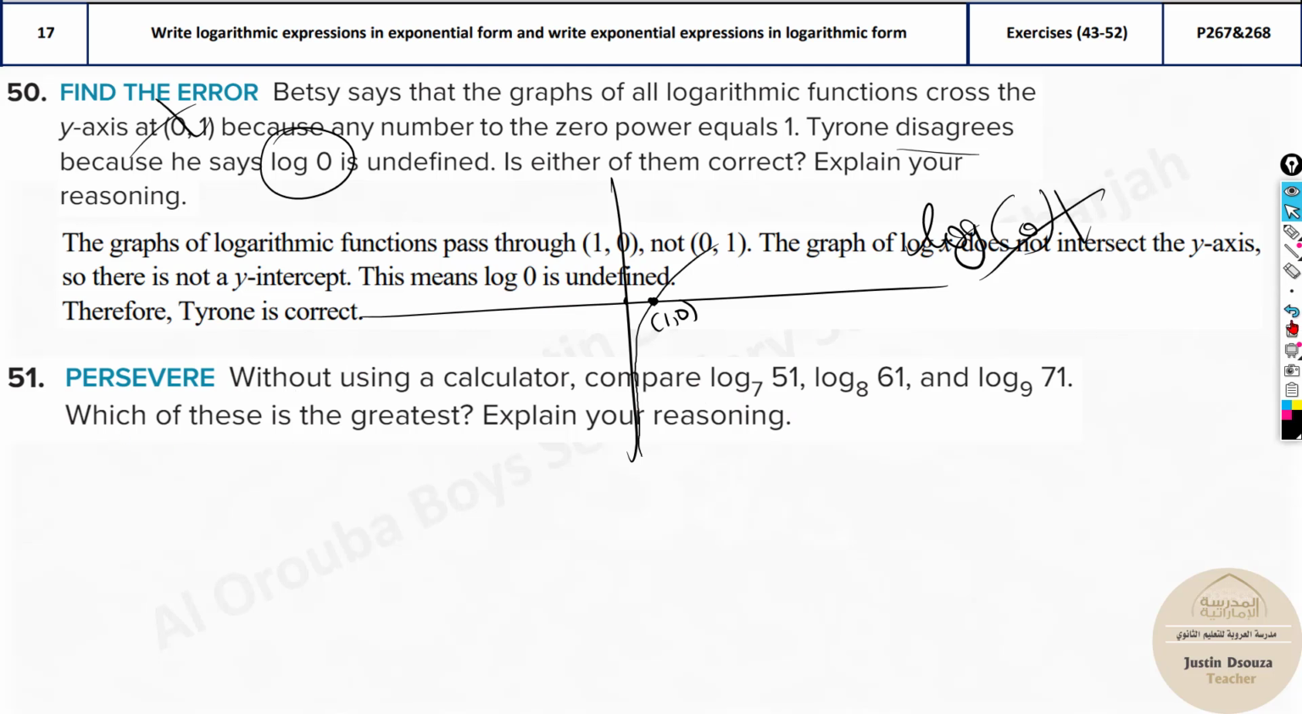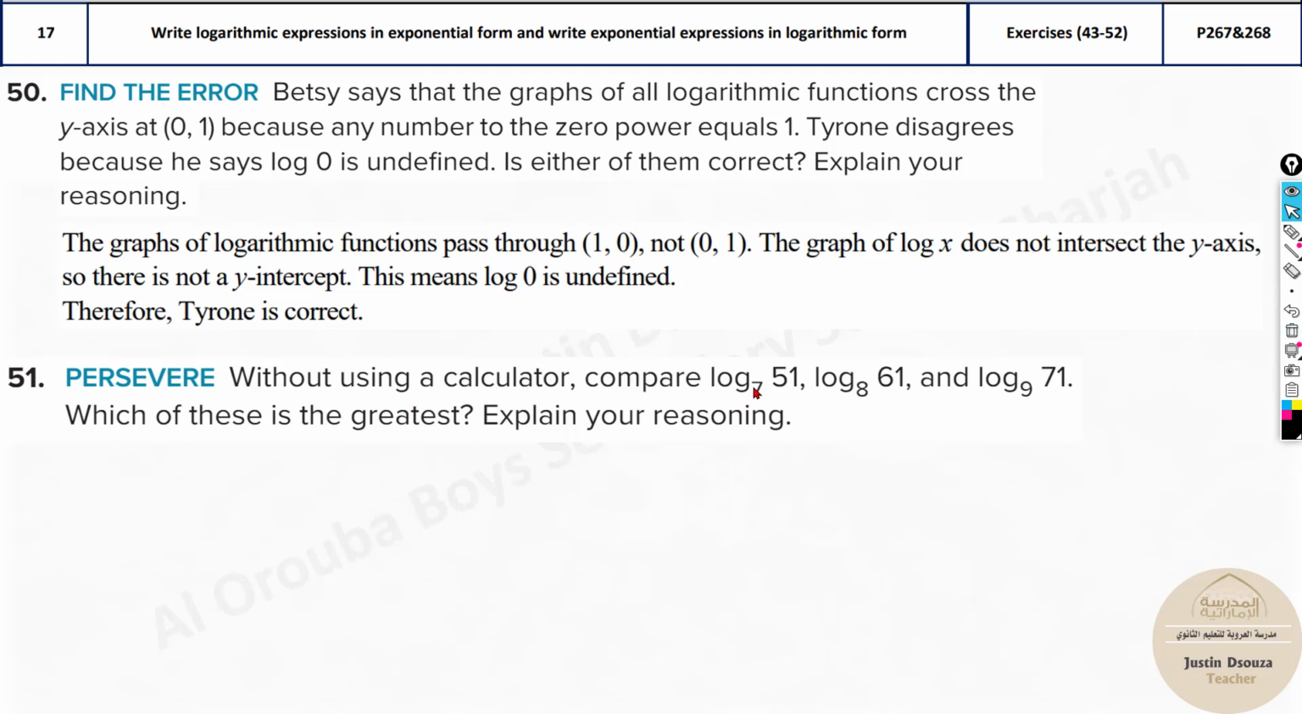Now, Persevere. Without using a calculator, compare log 751, log 861, and log 971. Which of these is greatest? Now, I've already told you about this, but the values are different. So let's check them out.